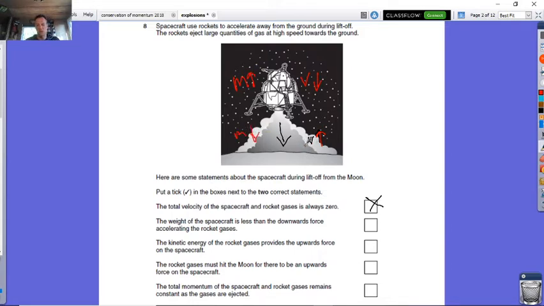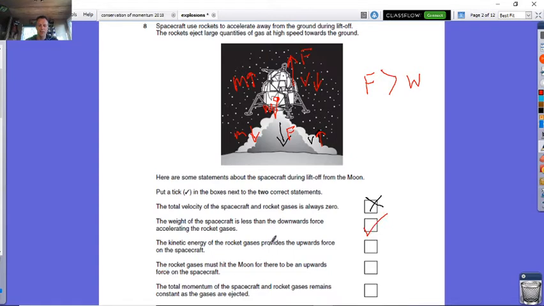Momentum before must equal momentum afterwards. The weight of the spacecraft is less than the downward force of accelerating the rocket gases. Well, these gases are going down, and the weight of the rocket going down here is going to be W. This is the force of the gases coming out, which creates an equal and opposite force, the upthrust, making the rocket go up. That upthrust must be greater than the weight, otherwise this rocket's not going up, is it? Therefore, that is true.